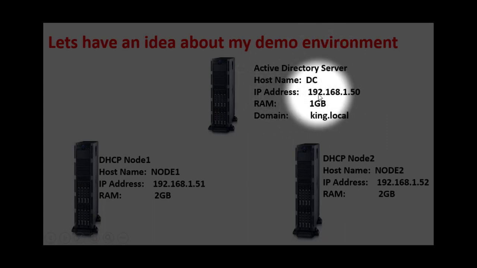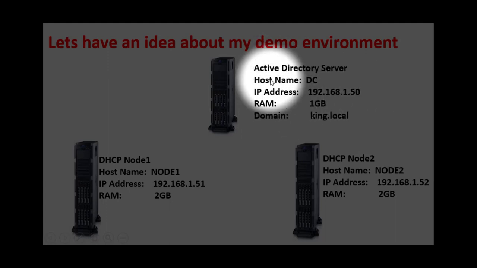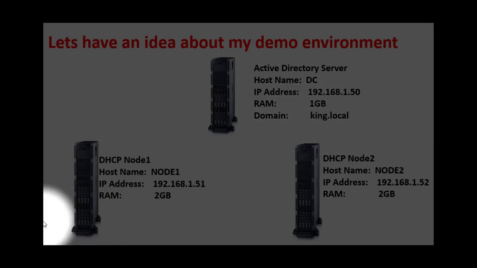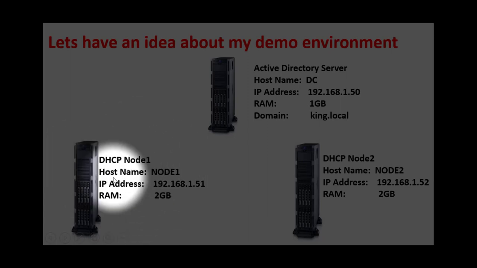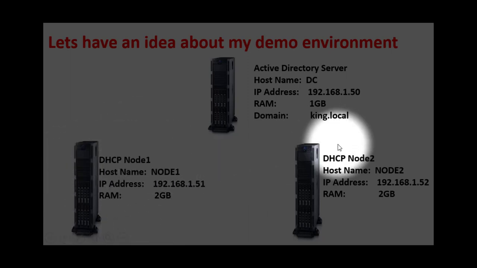The IP address is 192.168.1.50, and then the RAM for that server is 1 GB. The domain is local. Now the secondary servers are going to be set up as DHCP node 1 and DHCP node 2.